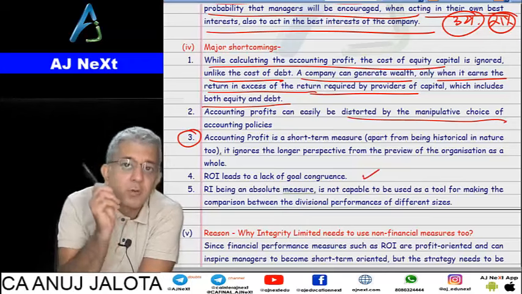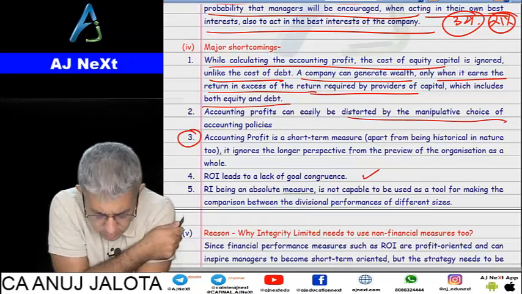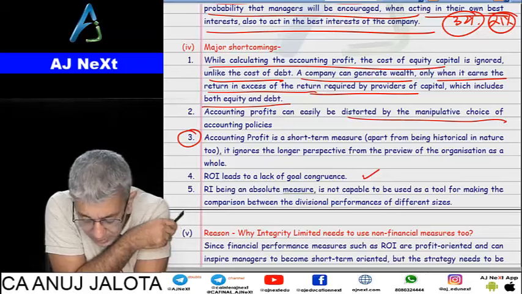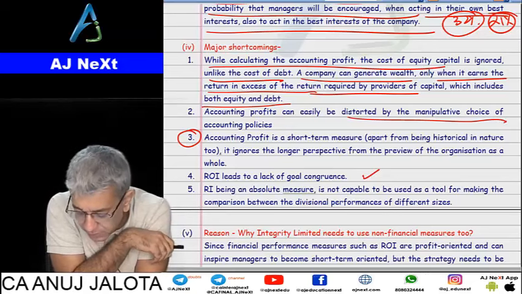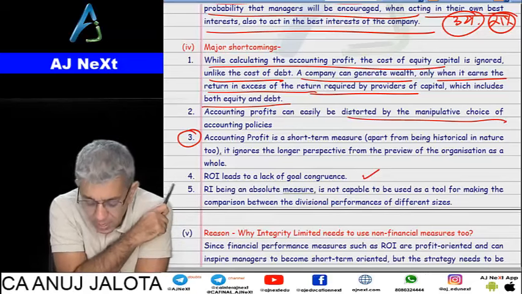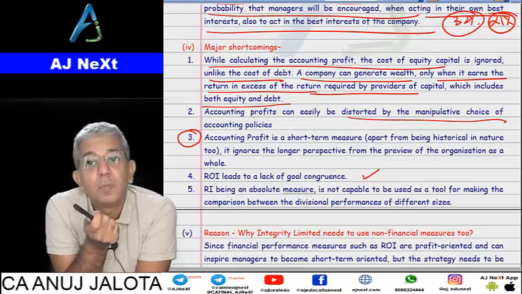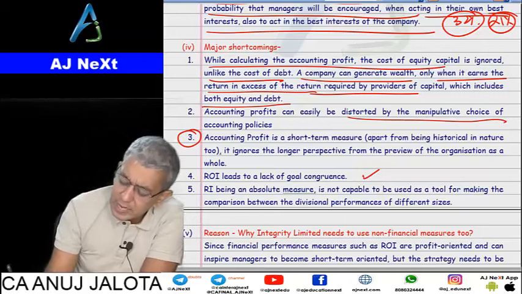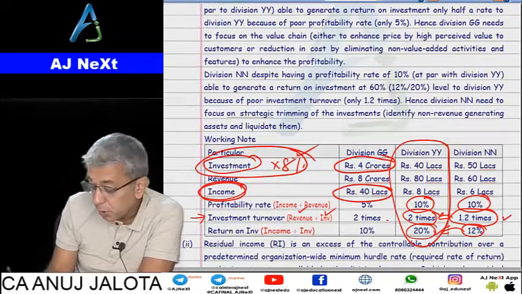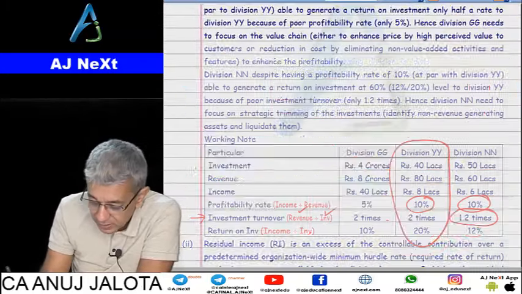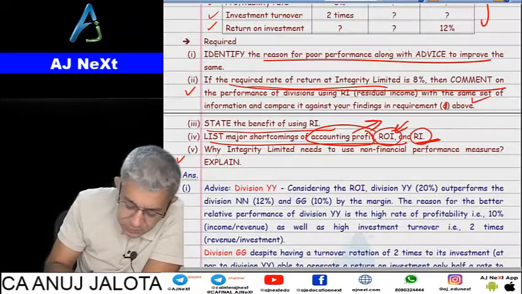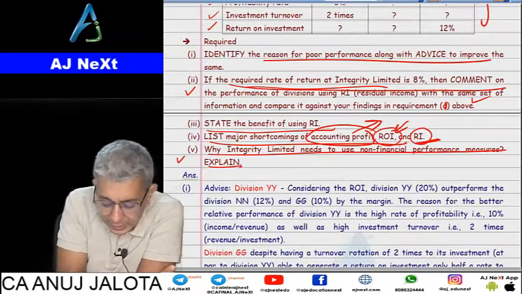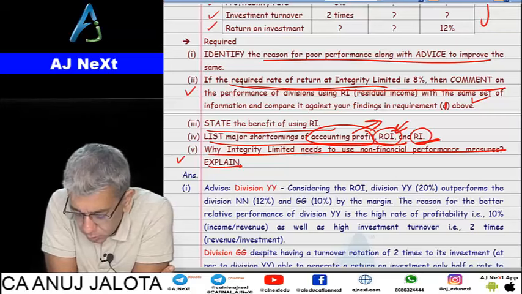ROI leads to lack of goal congruence. So that's what I told you all. Then fifth, ROI being an absolute measure is not capable as a tool for measuring the comparison between the performance of different sizes. So that's what I told. Okay, then last. This is a good question. I think if it will be asked in exam, should be asked around for 20 marks here. Explain why Integrity Limited needs to use non-financial measures.